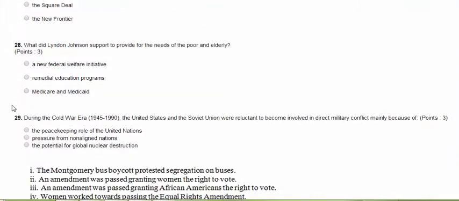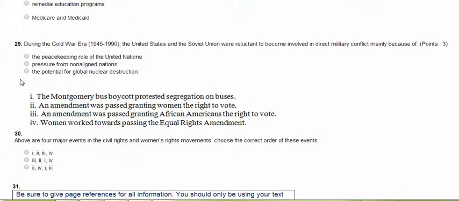Number 28, what did Lyndon Johnson support to provide for the needs of the poor and elderly? A new federal welfare initiative, remedial education programs, or Medicare and Medicaid?